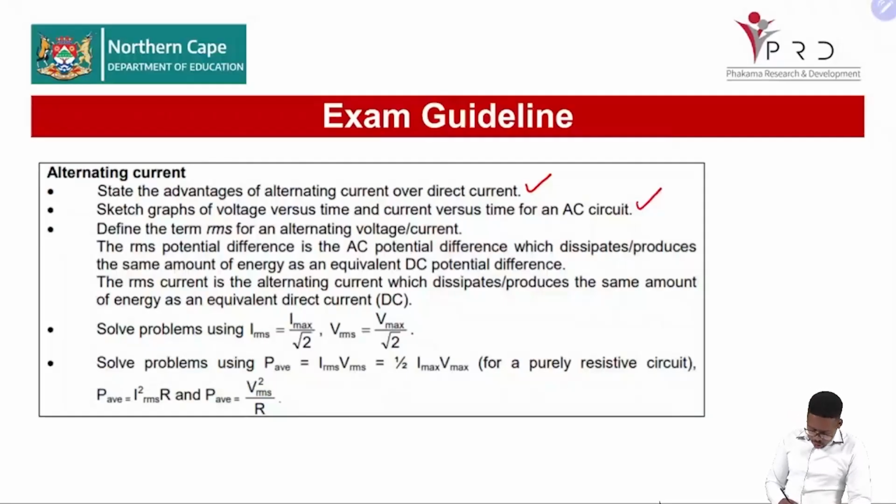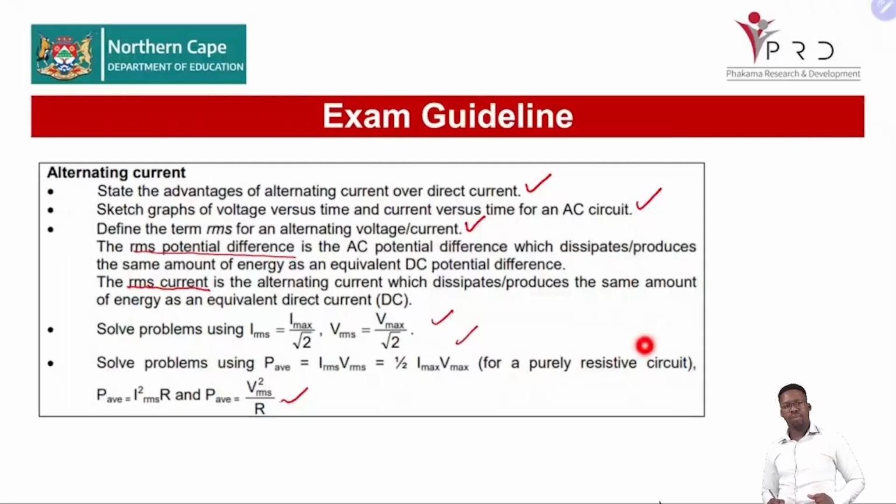Then it says you must define VRMS, which is RMS potential difference, as an AC potential difference which dissipates the same amount of energy as an equivalent DC potential difference. Define RMS current as an alternating current which dissipates the same amount of energy as an equivalent direct current, and use the formulas that we have spoken about to solve problems. What is important here? Write the subscript RMS, and average.